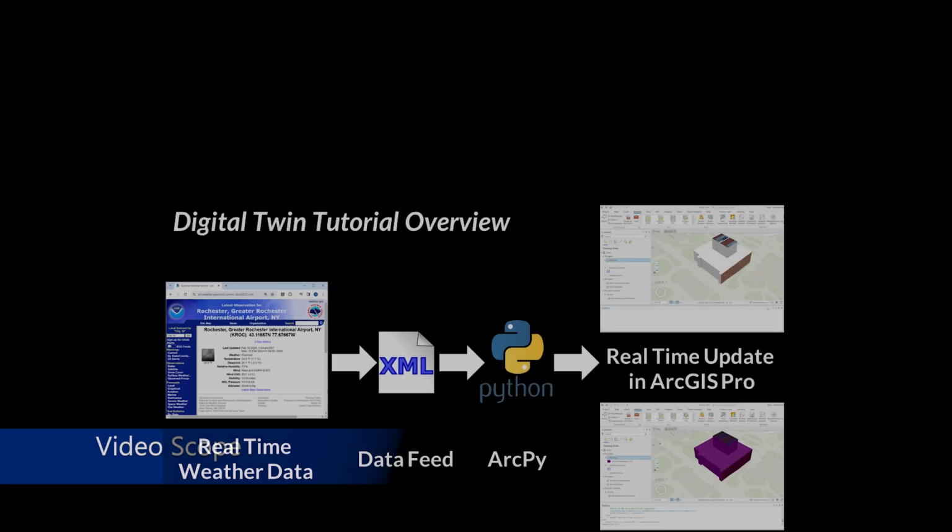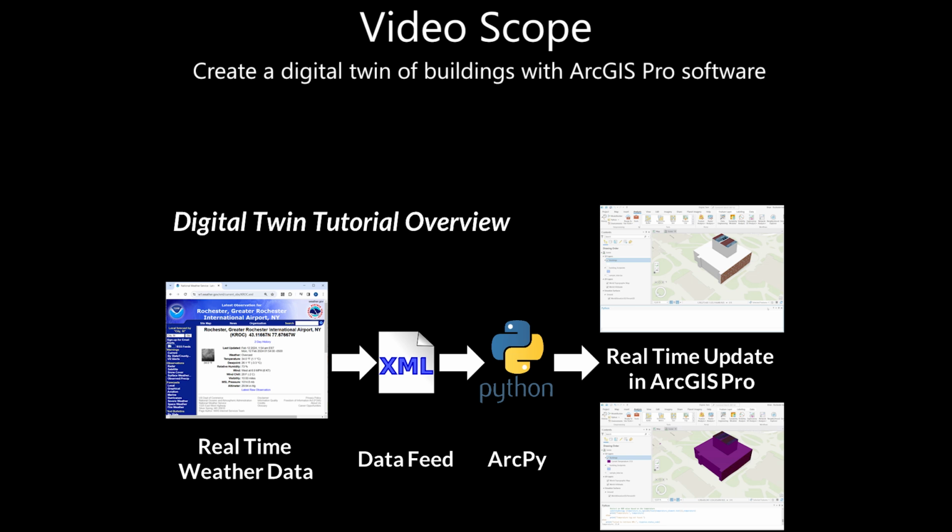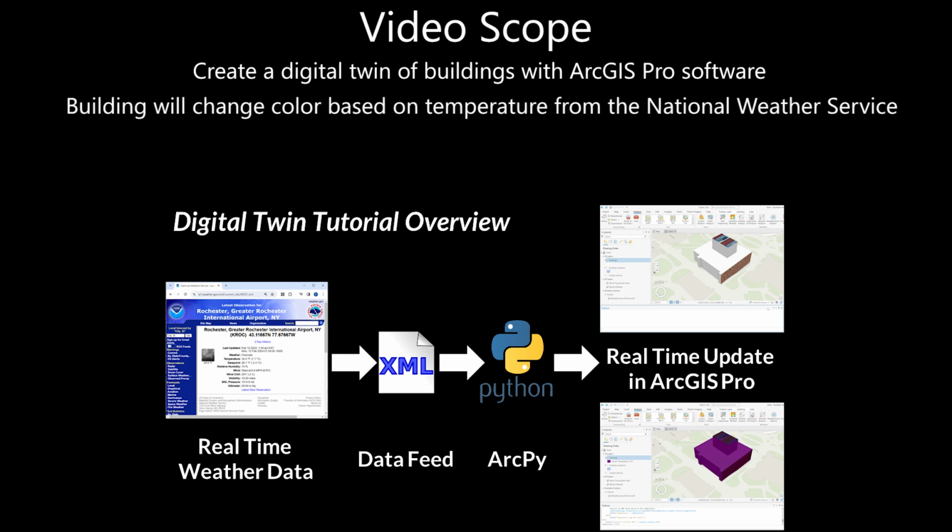In this video, I'll teach you how to create a digital twin that is based on a three-dimensional representation of buildings using the ArcGIS Pro software. The color of the buildings will change based on the temperature that is incorporated from a real-time data feed from the National Weather Service in the United States, using a Python script. And before getting into the tutorial, I'll first cover some important background concepts about working with 3D data in ArcGIS Pro.